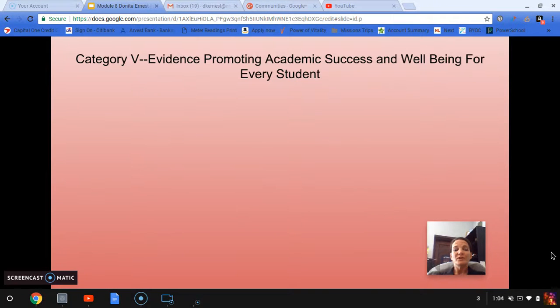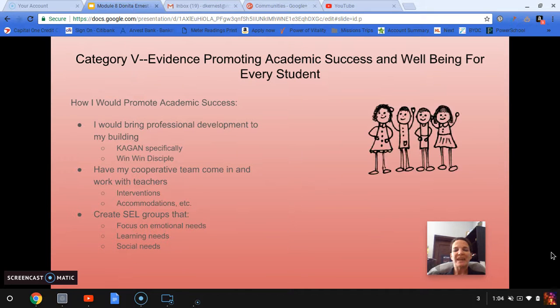So, moving on to category 5 and promoting academic success and well-being. How would I promote this? Well, I would bring professional development to my building, maybe Kagan specifically, and along with that, some Win-Win Discipline, which falls under Kagan. This just helps teachers to learn ways to engage and keep kids learning at very engaging levels. I would also consider having my cooperative team come in and work with teachers on interventions, accommodations, and things that they can use in their classroom.